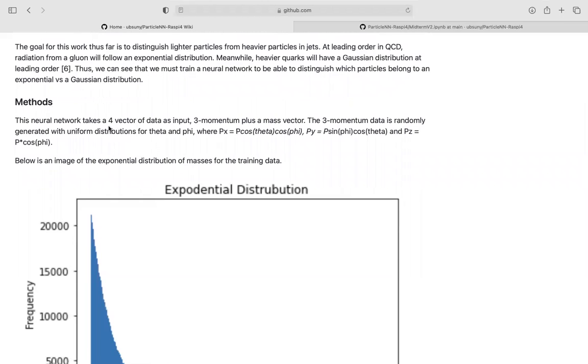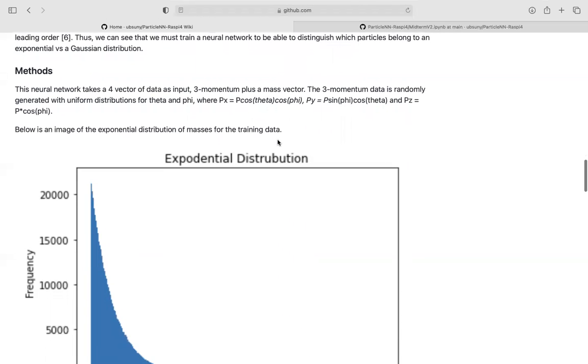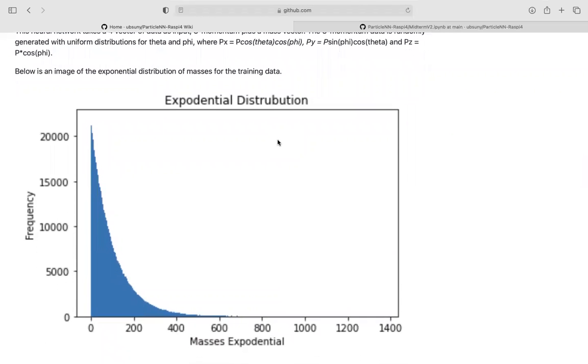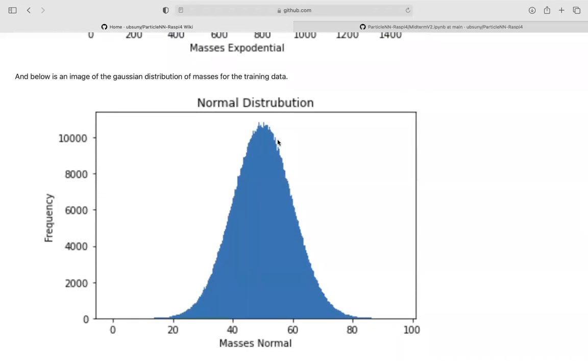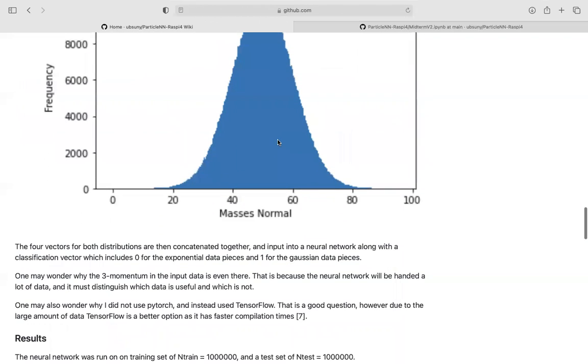So right now, what the model does is it takes in a four-vector of data as input, three momentum plus a mass, and all the data is randomly generated. The masses are generated according to either a Gaussian or normal distribution, or an exponential distribution, and the three momentum are calculated using random theta and phi with a uniform distribution. Below is an image of the exponential distribution for the masses. And here's the normal distribution, just checking our work, making sure the inputs are what we think they are.